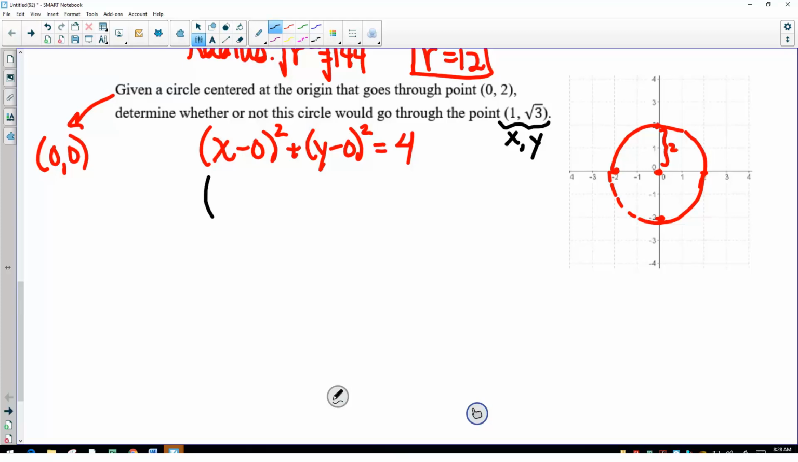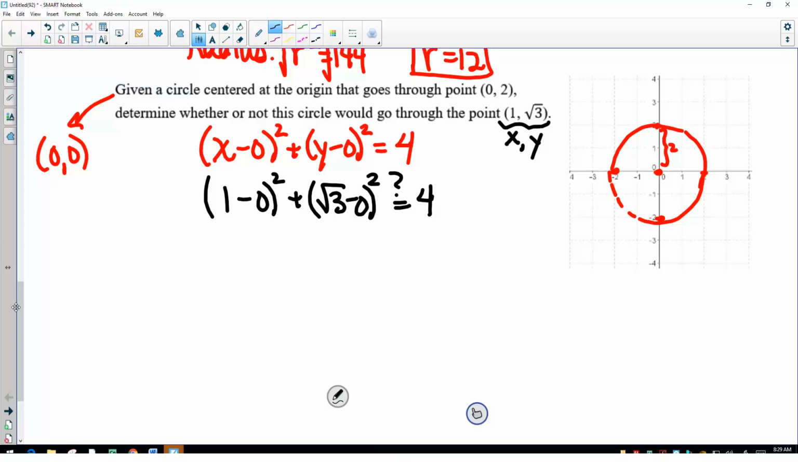So in place of x, we're going to replace it with the coordinate, and I have 1. And in place of the y, I'm going to replace it with our coordinate, which is located at the square root of 3. And now we're saying, okay, if it is on the equation, the left side should equal the right side. So this is kind of like a question. I want to see, is this actually going to work here? So now we are going to simplify and see, does this work?